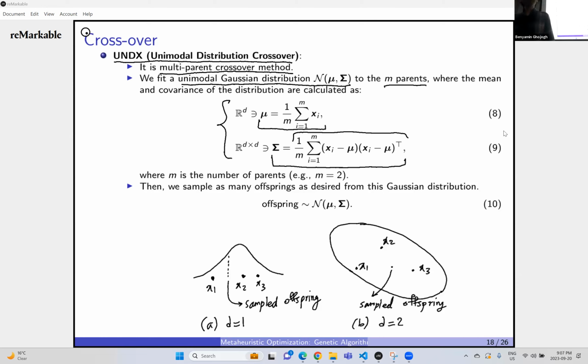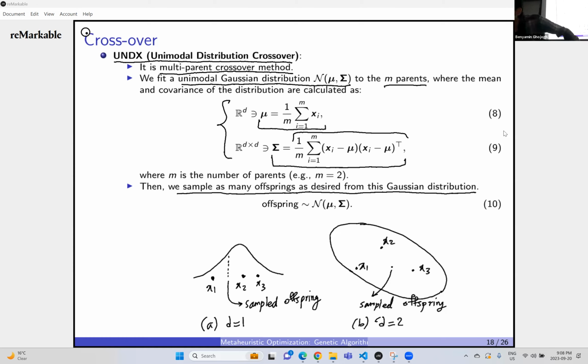Okay. Then what happens? Then we sample as many offspring as desired from this Gaussian distribution. So it has a Gaussian distribution. Now we fit that. Now it becomes a probability distribution. Now you can sample from it. Right? An example is this. For example, dimensionality is 1. It means that points are scalars. So assume I have 3 scalar parents. I can fit a Gaussian distribution to them like this. Then I select the sampled offspring.